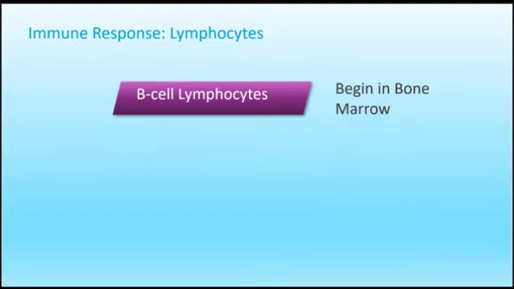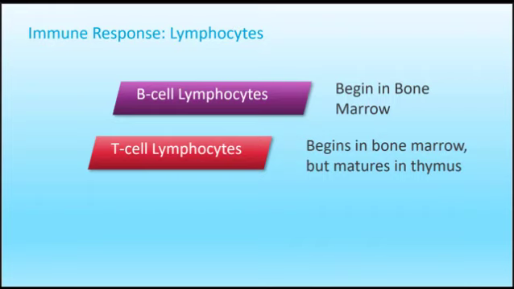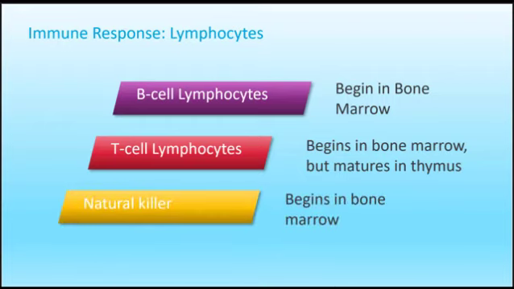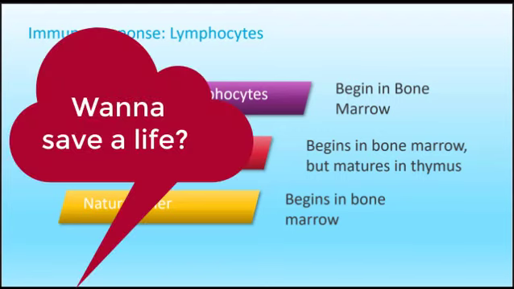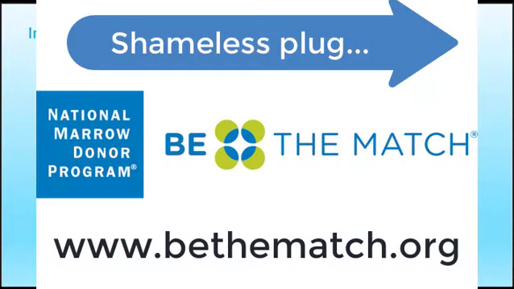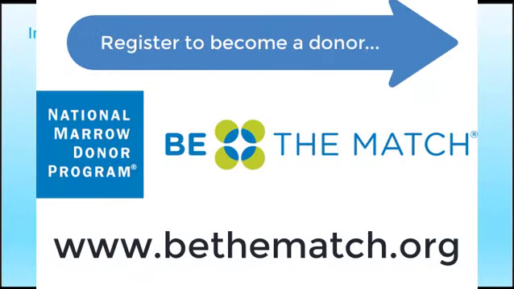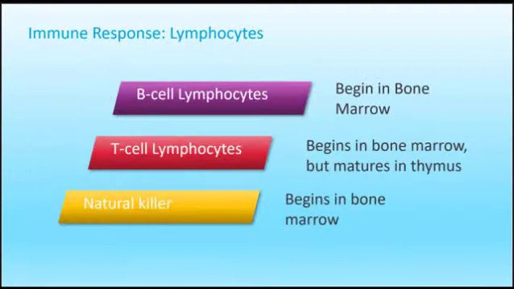There are 3 types of lymphocytes, and you're going to want to know all 3 of these. The first one is a B cell lymphocyte. This begins in the bone marrow. The T cell lymphocytes also begin in the bone marrow, but they mature in the thymus. And then we have natural killer cells, and these also begin in the bone marrow. So as you can see, our bone marrow is essential in the fight against disease because these are the guys that are going to help protect us from foreign invaders. So if you have a problem with your bone marrow, then you're in deep trouble.